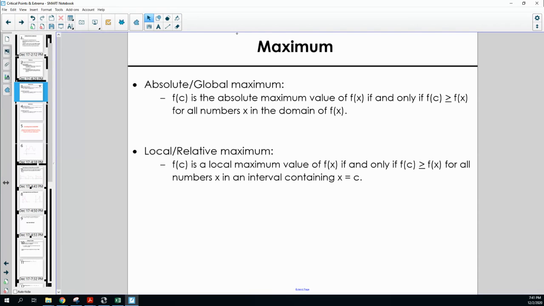When we're dealing with absolute maximum, this is just fancy math here. Basically, it's saying that if you have an absolute maximum, then that value is the largest value on the entire domain of the function. If you have a local maximum, it is the largest value in a particular area containing that value. So if we're looking at a particular x value that happens to be a high point on your graph, we're checking to the left and to the right of that value. And if it's the largest in that area, it is a local maximum.